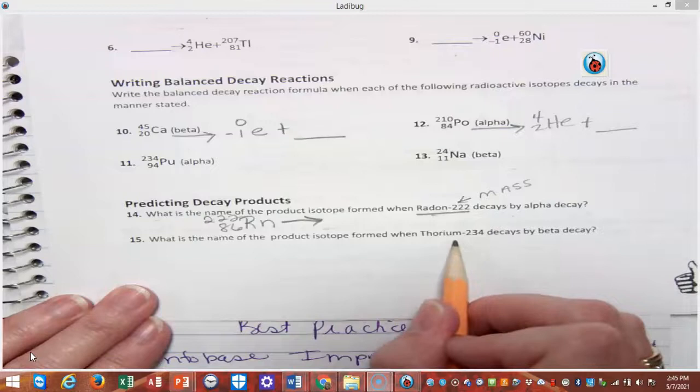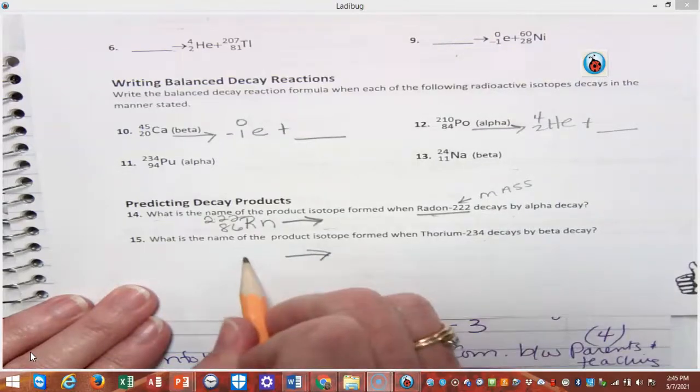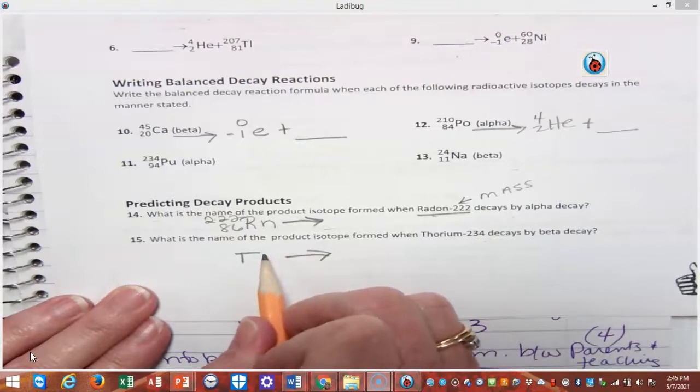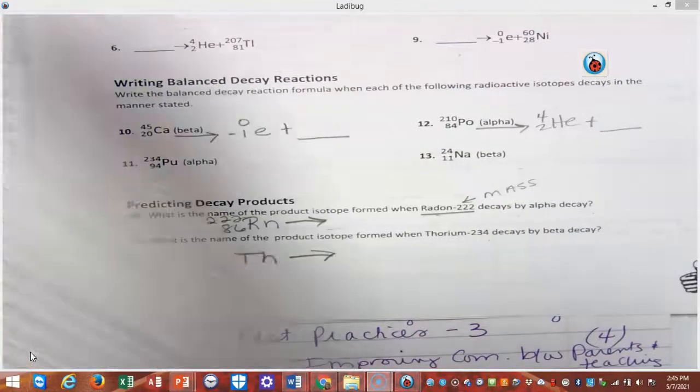Same thing here. We've got thorium-234. He's going to undergo a reaction, and we're going to figure out the rest of the reaction. Okay? If you have any questions, let me know.